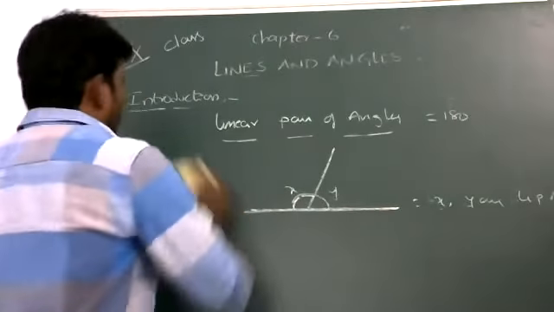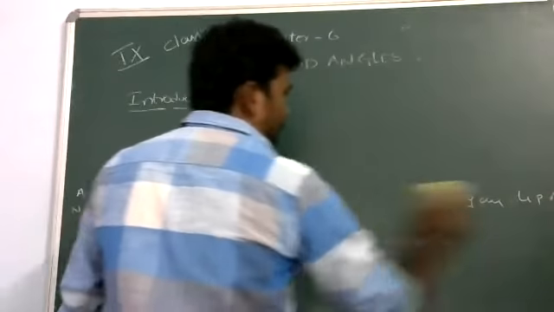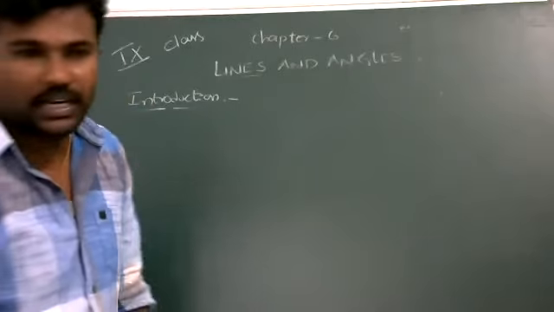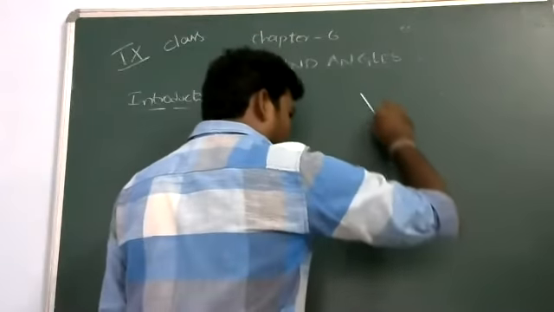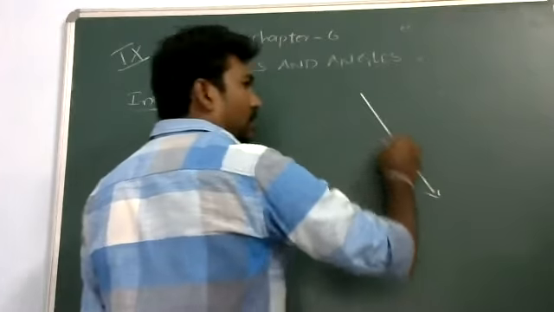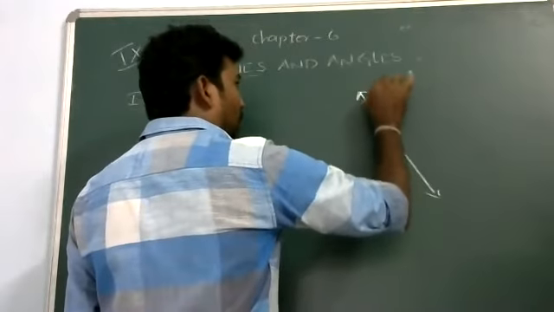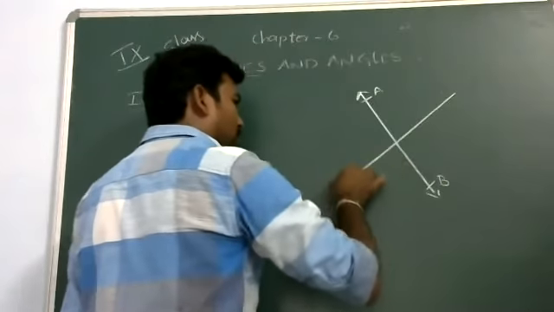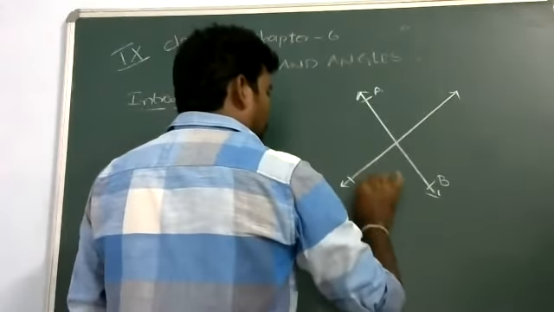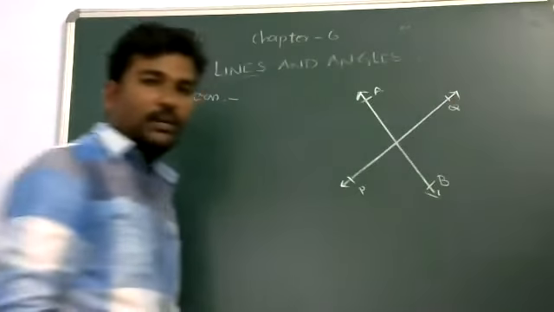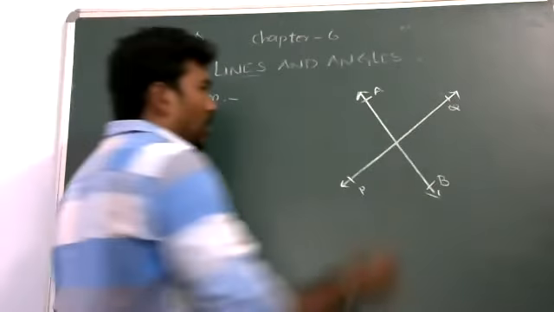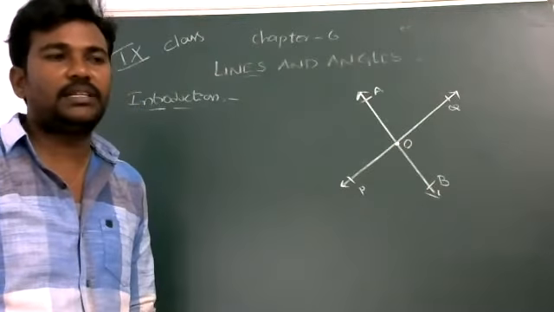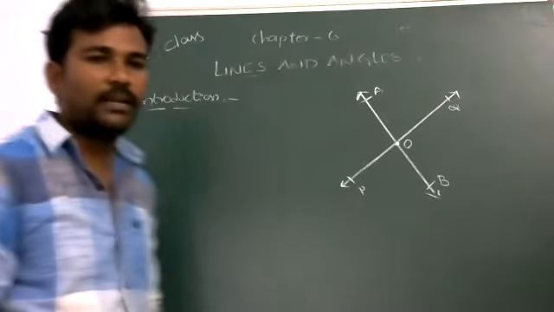So the next one is vertically opposite angles. If two lines are intersecting, here you can see, you can assume this is line AB, and one more line you can assume as PQ. Here, what is the common vertex? You can assume it as vertex O, and this vertex is called the intersecting point.